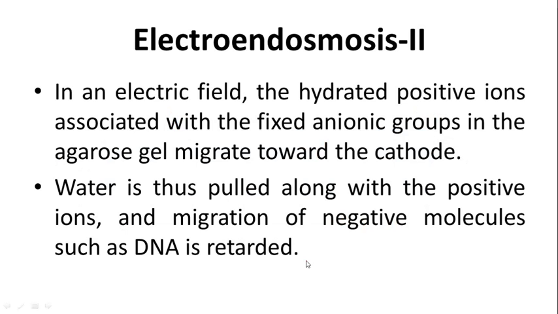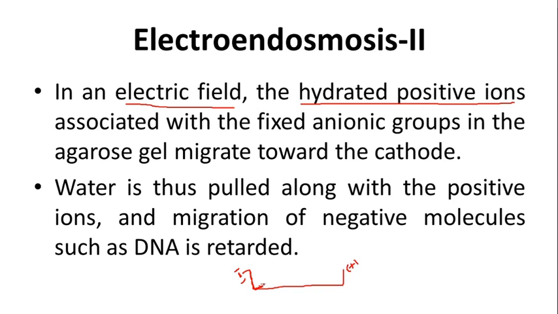Now, electroendosmosis 2. This is a very interesting phenomenon. How does it happen? When we apply the electric field in the electrophoresis apparatus, some hydrated positive ions are formed. How is it formed? Suppose you consider the electrophoretic apparatus, this is the cathode, and you are applying voltage.